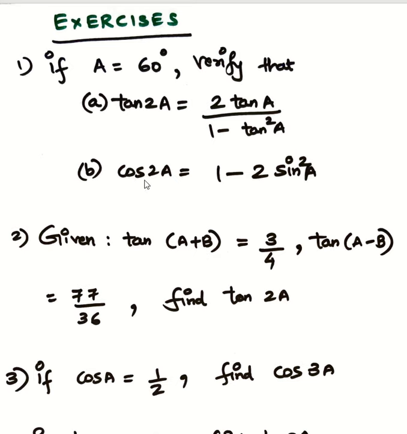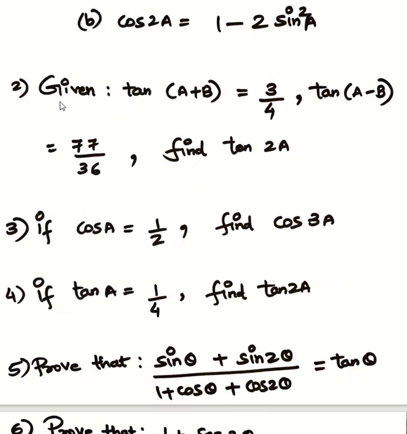Again here also you have to solve the left hand side part first. You will get one answer. Then solve the right hand side part. And if both the answers are same, then obviously we can say hence proved. Second question. Given things are tan of a plus b is equal to 3 upon 4, tan of a minus b is equal to 77 upon 36. Then find the value for tan of 2a.